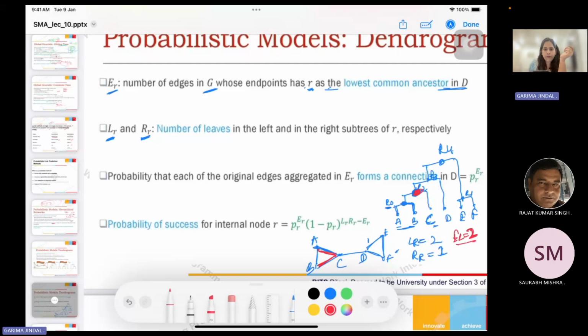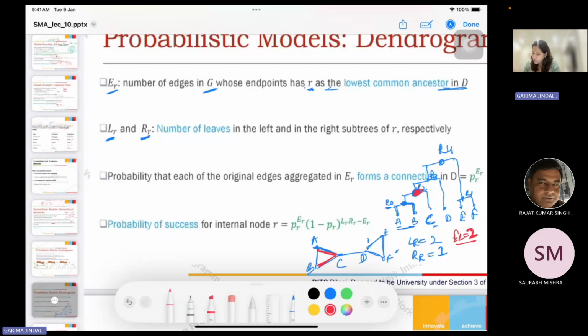Is the calculation clear for the ER value? ER is the total number of edges in your original graph whose endpoints have R as the least common ancestor. You can understand it like this: R is an internal node that is joining the groups. If it is joining two groups, how many edges are actually joining these two groups together? In this case, we have these two edges joining these two groups. Is the calculation of ER clear?